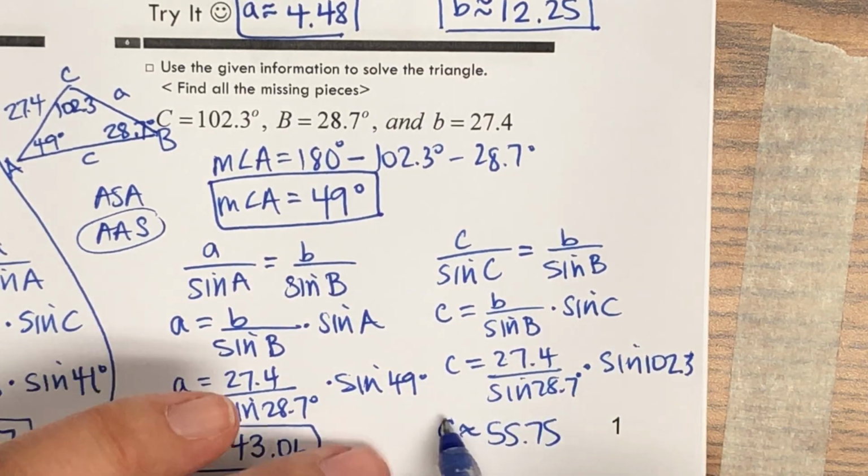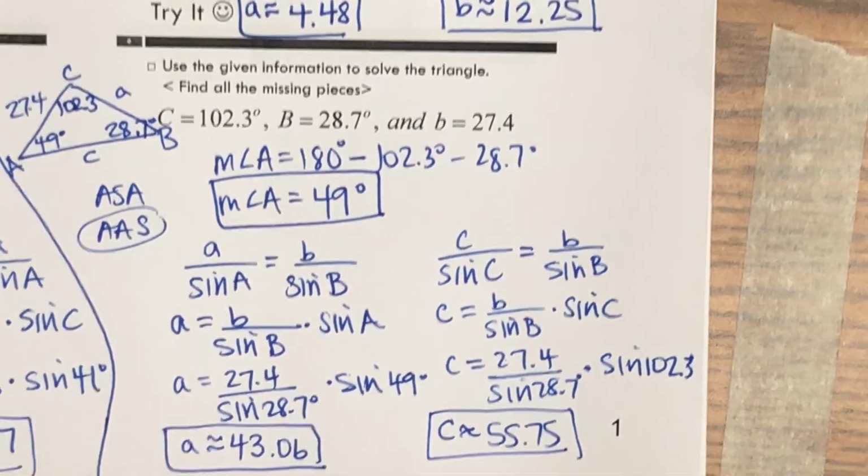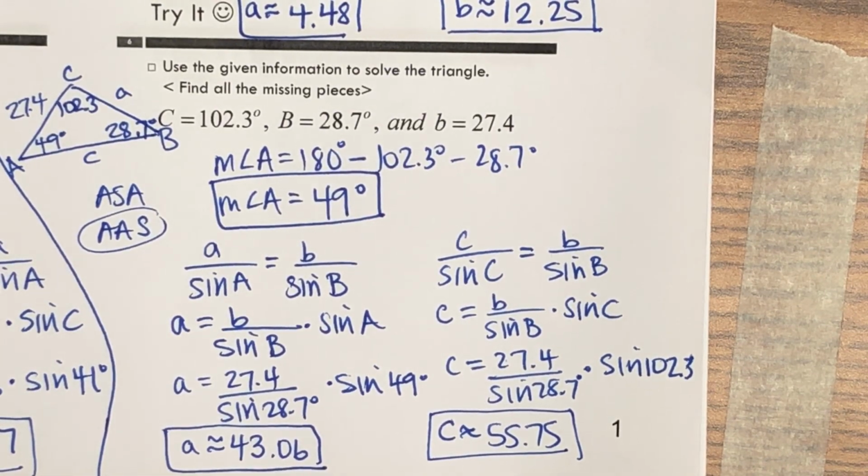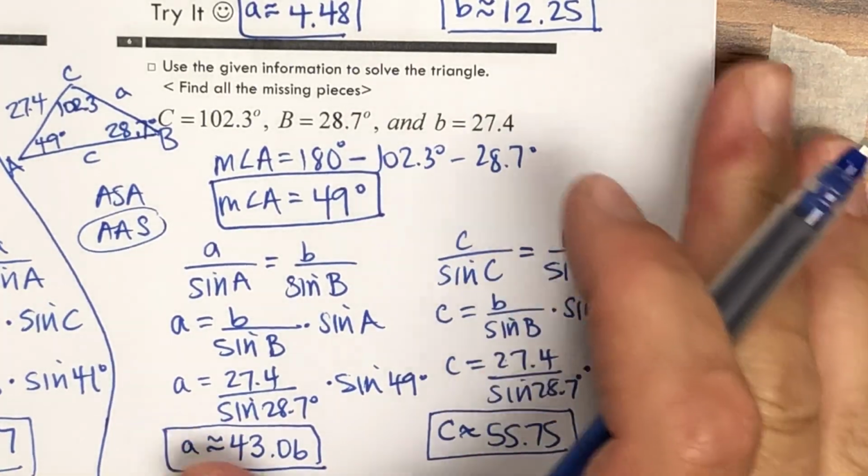55.75. Okay. Let's double check and make sure our answer seems reasonable. That is the biggest side, and it should be because it's the largest angle. Okay, that looks pretty good. Okay, so we're almost done.